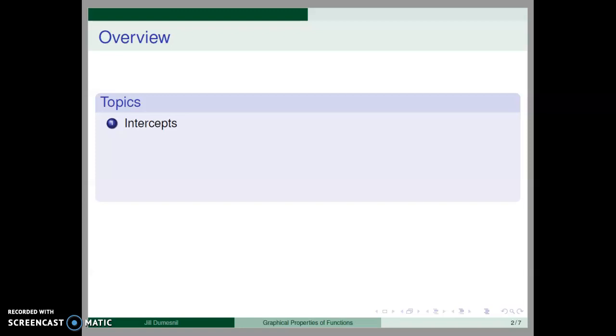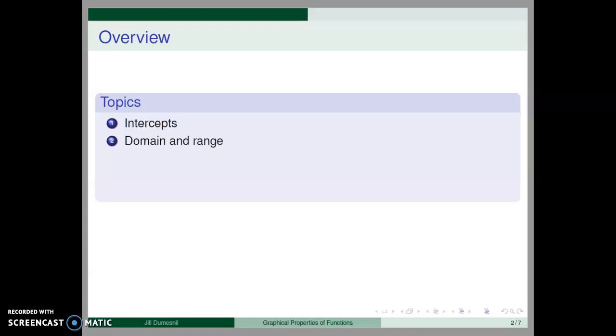Intercepts. Recall that intercepts are points at which a graph intersects an axis. An x-intercept has the form (a, 0) and is a point on the x-axis. A y-intercept has the form (0, b) and is a point on the y-axis.